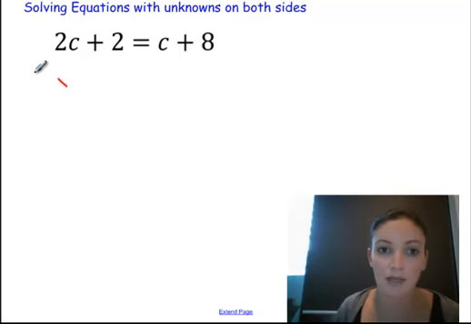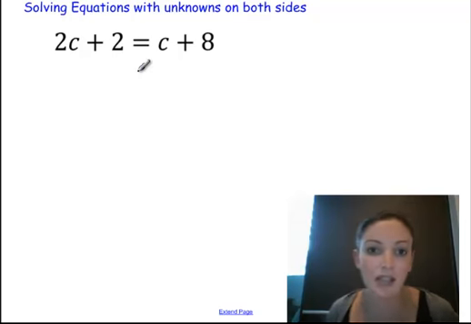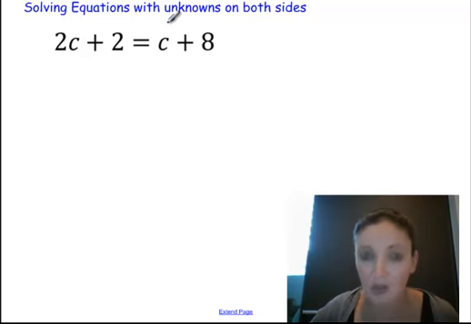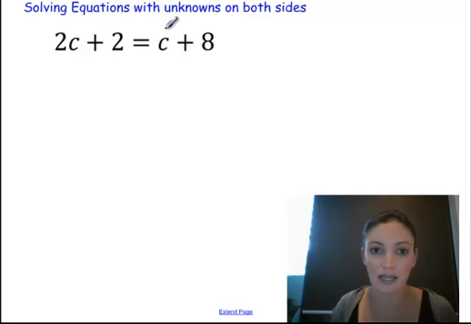So what I would recommend doing first is take a look at the coefficients of both of the variables. In this case, the coefficient of c is 2, and in this one, the coefficient of c is 1, okay? And take the one with the smallest coefficient. So in this case, that would be this one here, just 1c, because 1 is smaller than 2. And we want to take that away from both sides of the equation. So I want to take away c from that side, and I want to take away c from that side.